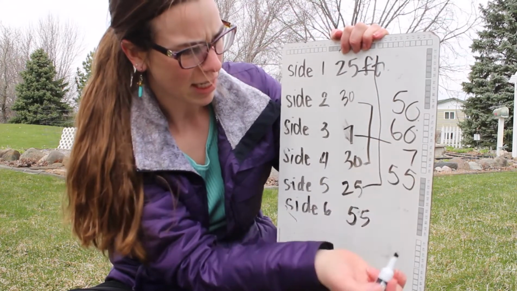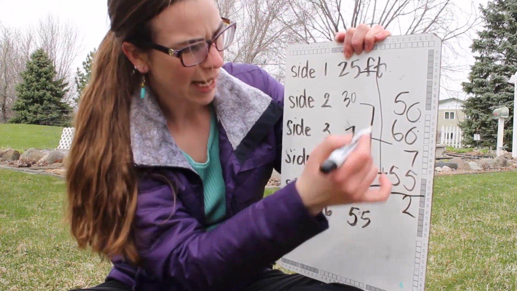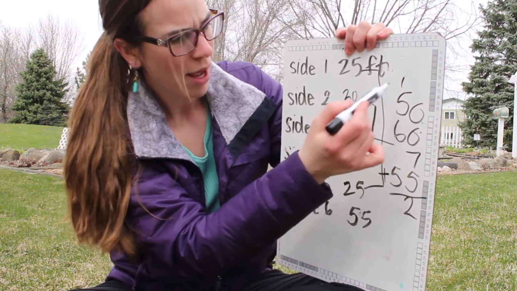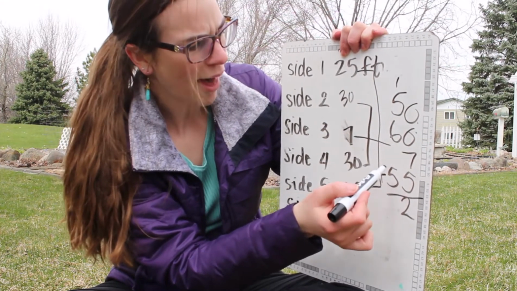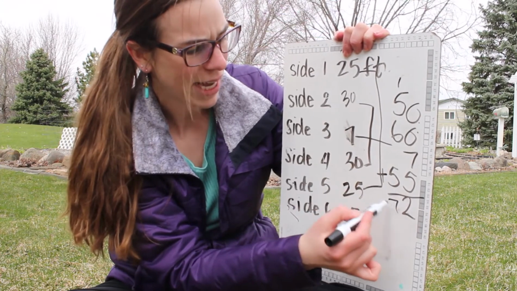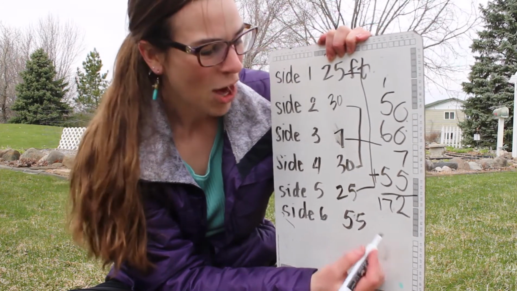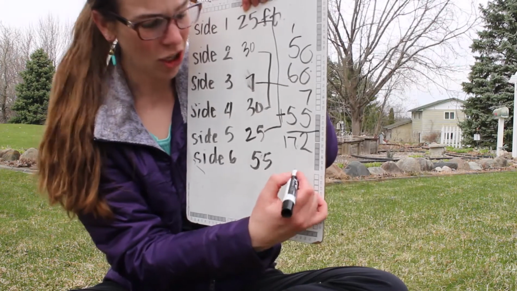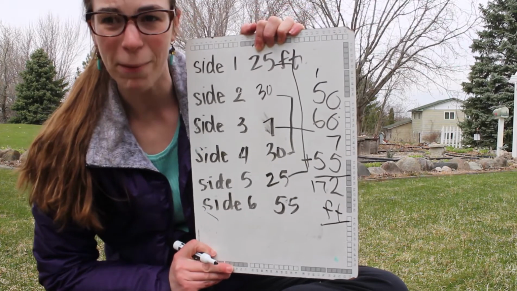So then that's going to be 7 plus 5 is 12. Oh, plus sign. Carry my new group. Then I have 1 plus 5 is 6, plus 6 more is 12, plus 5 more is 17. So my garden, the perimeter around my garden was 172 feet. Woo! That is a huge perimeter around my garden.